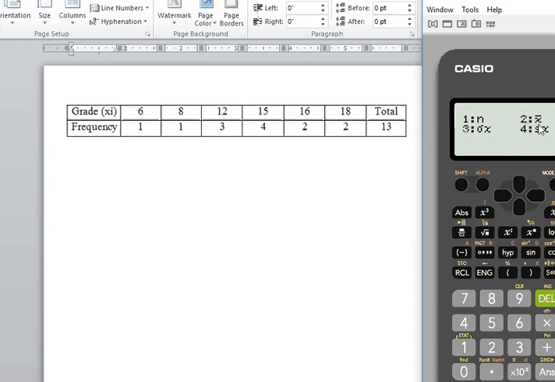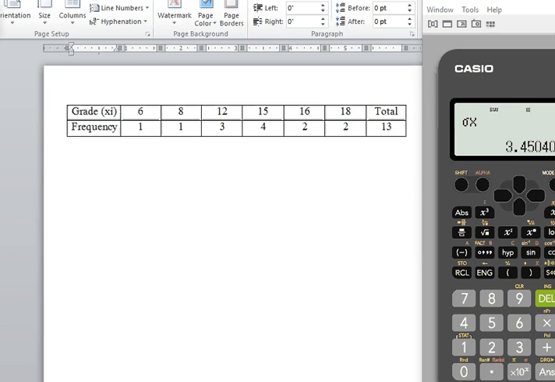Okay, let's find the mean. So you press 2 equal, so this is x bar, it means the mean, equal, so the mean here is 13.69. Okay, you get your answer here, 13.69. And then AC, you then press shift 1 and 4, then the standard deviation, so 3 equal, you'll get 3.45.